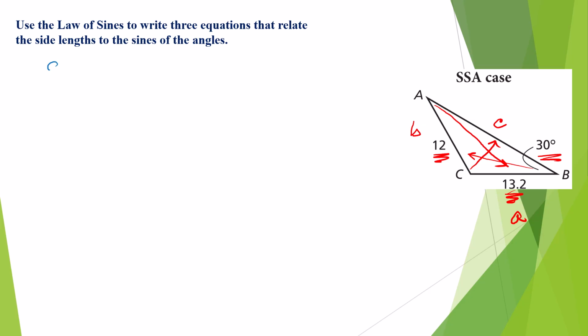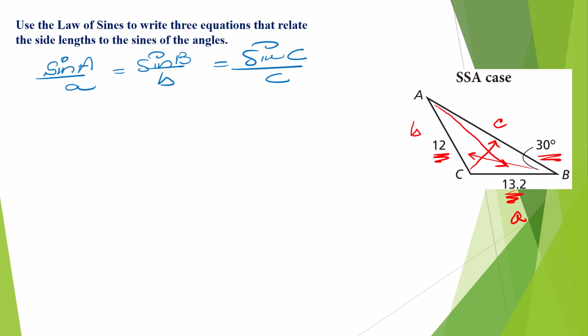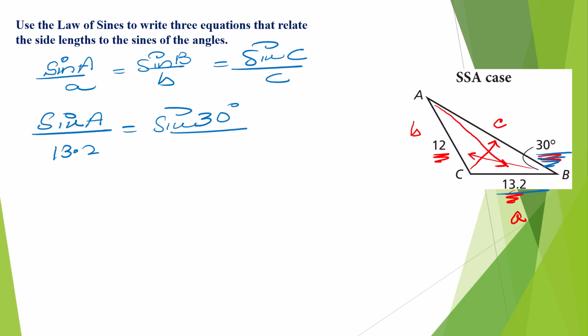Now, the formula is sine A over small a, sine B over small b equals sine C over small c. Sine A is not given, so I will write it as it is, and small a is equal to 13.2. Then I will write sine of the angle B, which is 30 degrees, over small b, which is 12, equals sine C, which is not given, over small c, which is also not given.